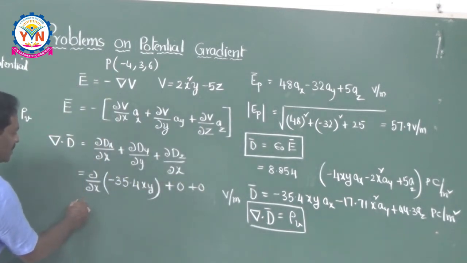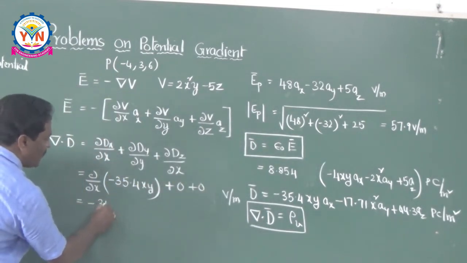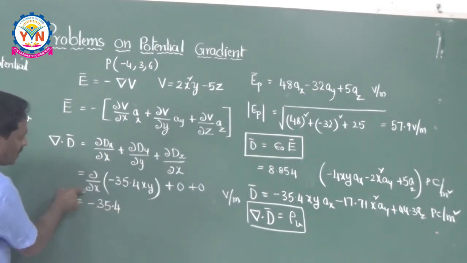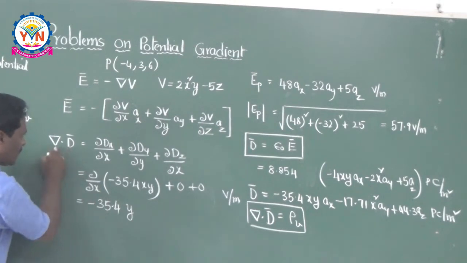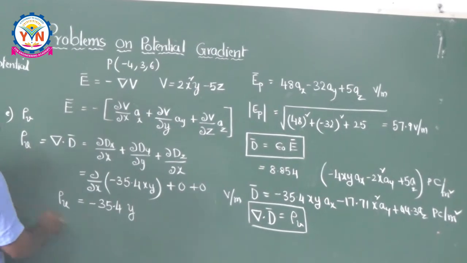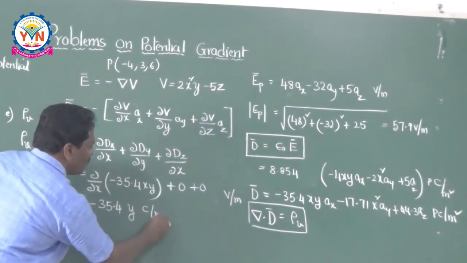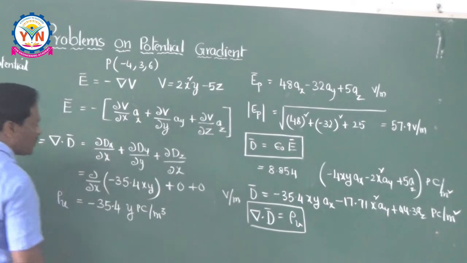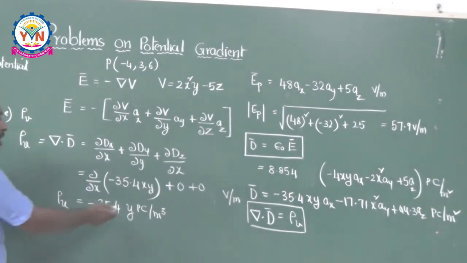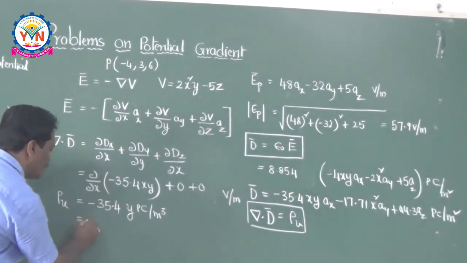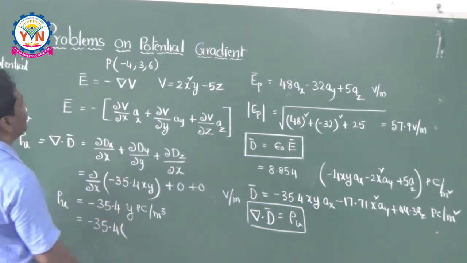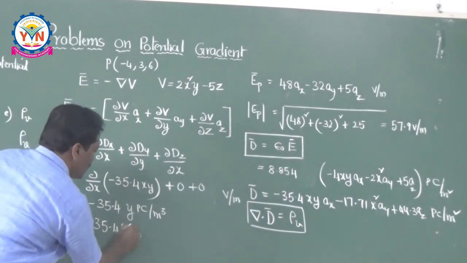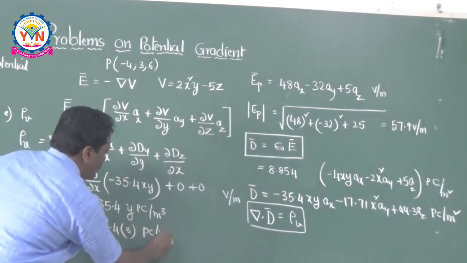Therefore, this is equal to minus 35.4, and differentiating with respect to x, it will be y. This is nothing but del dot D, which is rho v, the volume charge density, in coulombs per meter cube, but here it is in pico coulombs per meter cube. If you want, you can substitute y also. That is equal to minus 35.4 into y. What is y here? y means 3. So 3 into pico coulombs per meter cube.